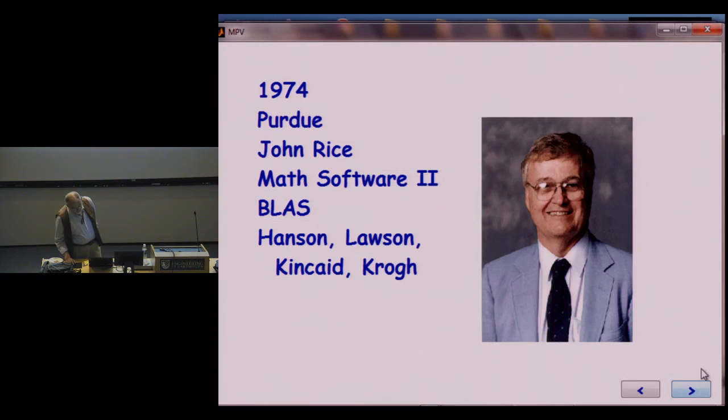That's because I just gave a talk at Purdue, and I threw this slide in. This is John Rice at Purdue, who organized an important conference on math software that resulted in the Basic Linear Algebra Subprograms, the BLAS.